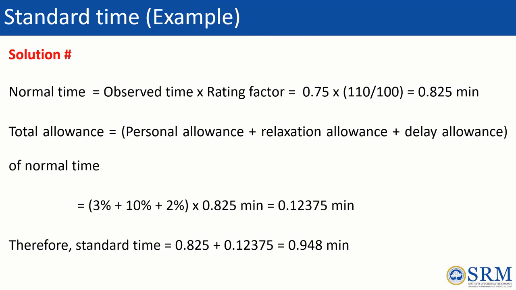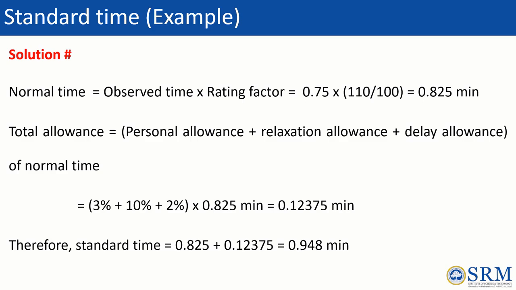To solve this, we first find the normal time by adjusting our observed time with the performance rating factor. So normal time is equal to observed time into rating factor, that is equal to 0.75 into 110 divided by 100. Since it is given as a percentage, we have to divide that by 100. So we get 0.825 minutes.